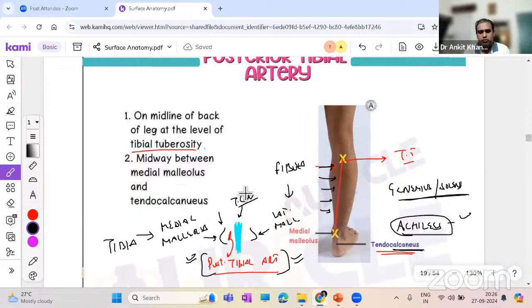Okay, if some of you have started to palpate, then you might be successful. It is very, very easy. Now the question is, okay, fine, sir, we have palpated. But is there any other clinical use apart from palpating the artery? What is the clinical or applied importance? Yes, there is one thing.